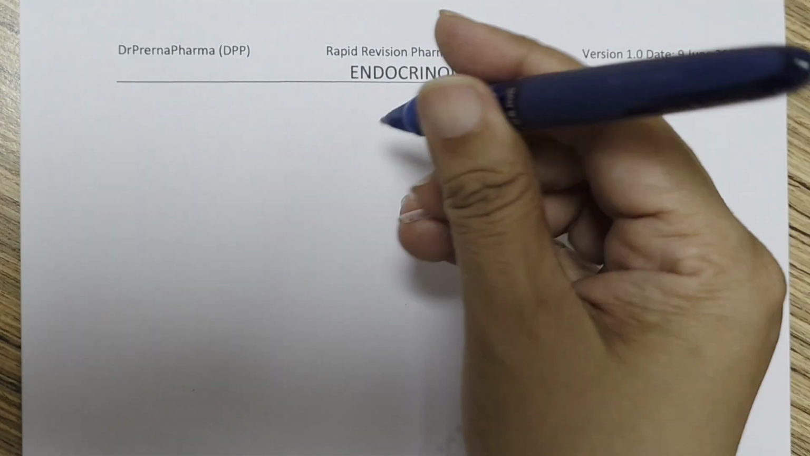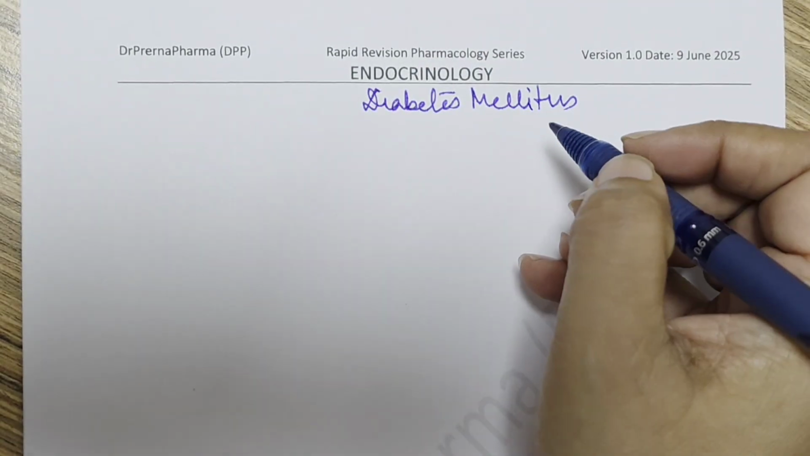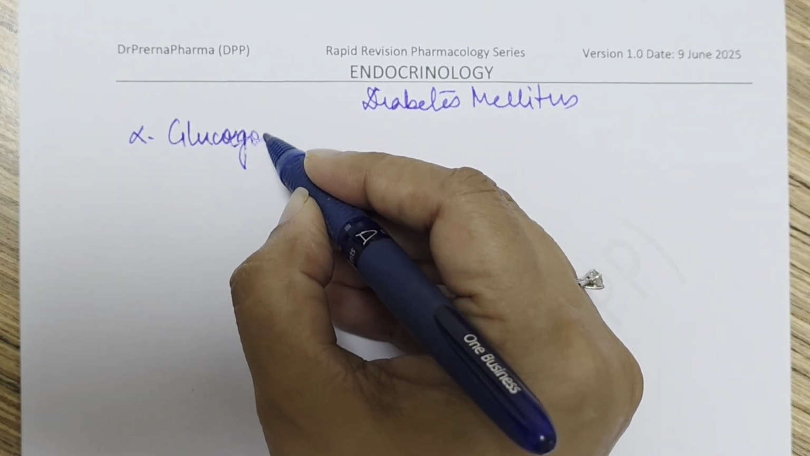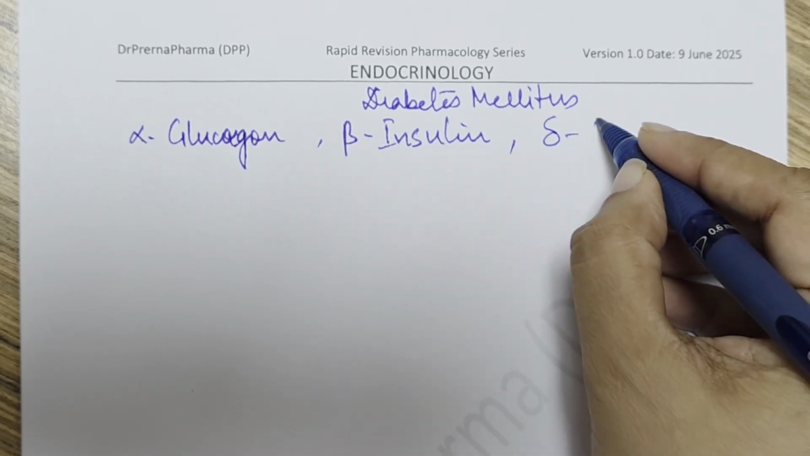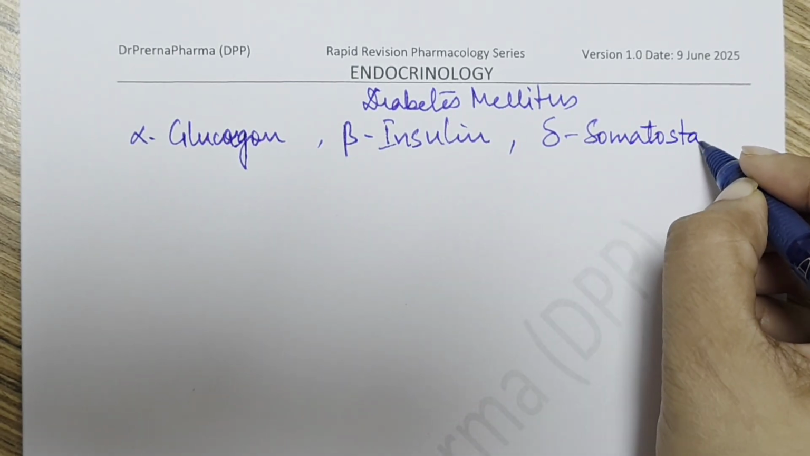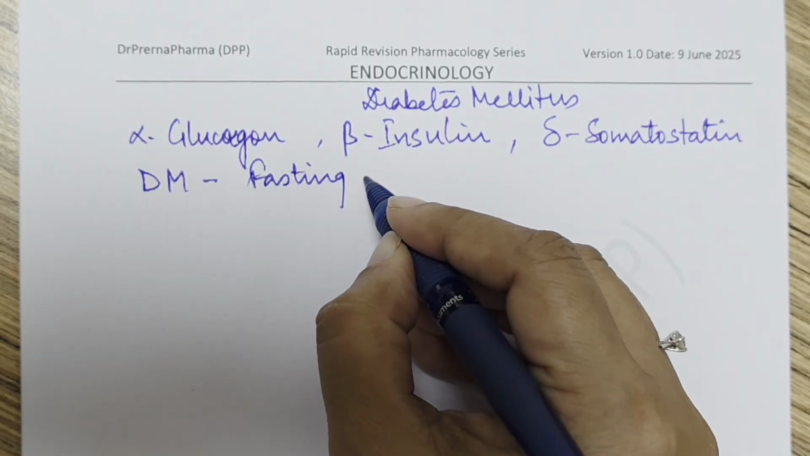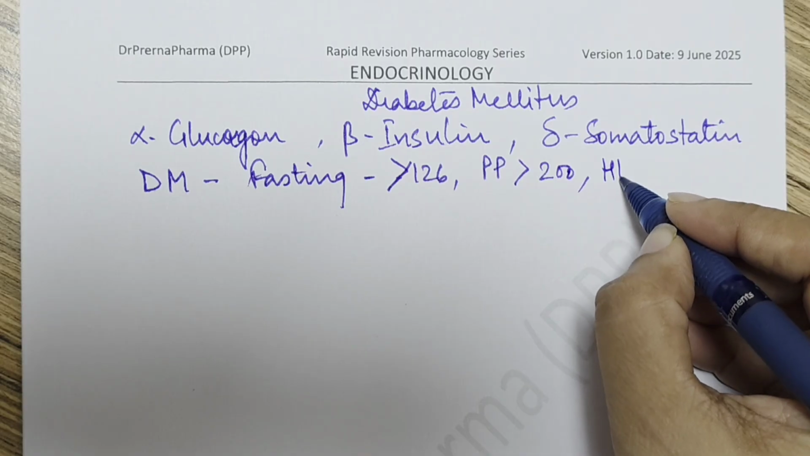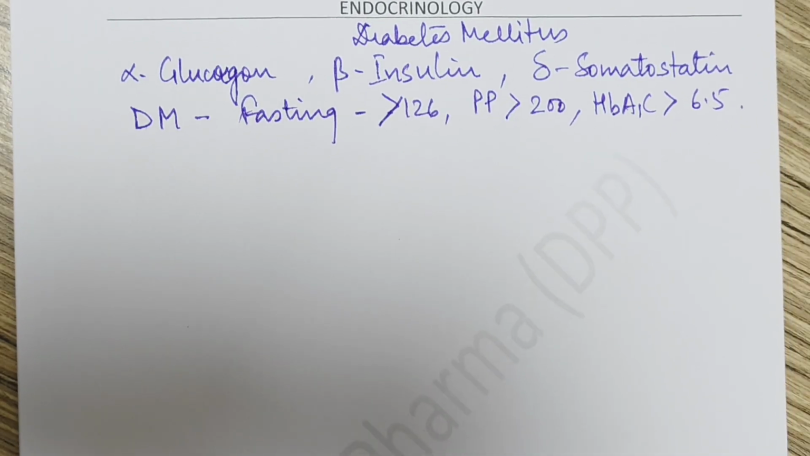Coming to the next disease, that is diabetes. Diabetes mellitus is a big topic, and it is going to take a lot of time. The alpha cells of the pancreas secrete glucagon, the beta cells of the islets of Langerhans secrete insulin, and the delta cells secrete somatostatin. In diabetes mellitus, fasting sugar level should be more than 126, PP more than 200, and HbA1c more than 6.5. If these parameters are fulfilled, then it is called diabetes mellitus, right?